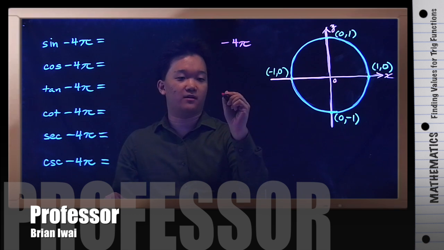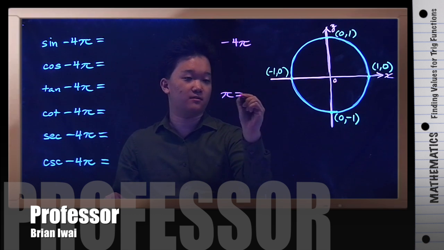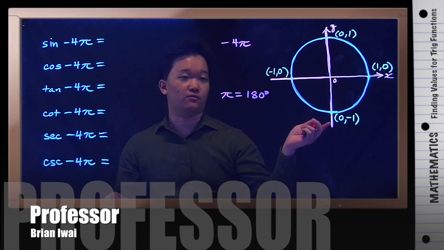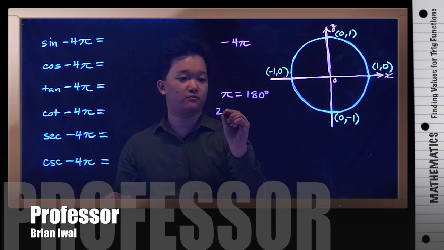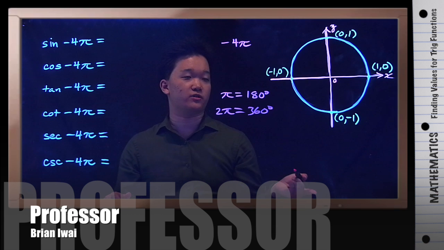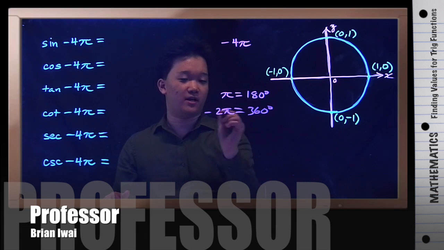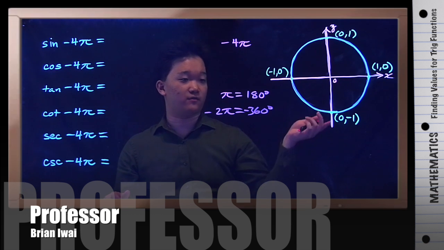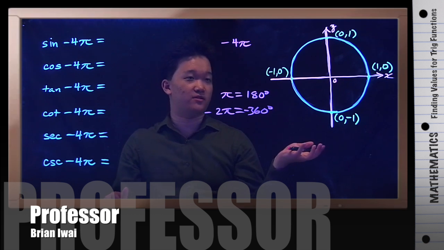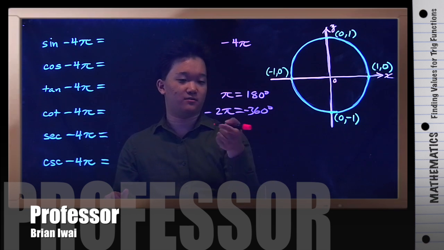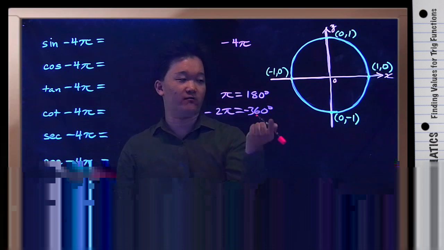Well, first off, I know that pi radians is equal to 180 degrees, or half a circle. And I know that 2 pi is 360 degrees, or 1 full revolution. So if I put a negative 2 pi, it just means the reverse. It's the clockwise version of 360 degrees. Now negative 4 pi is 2 times negative 2 pi. It's twice this radian value.